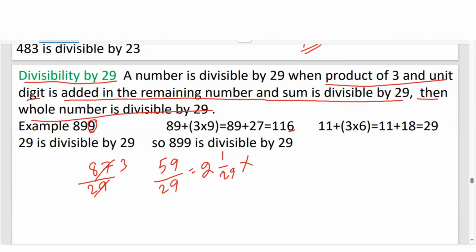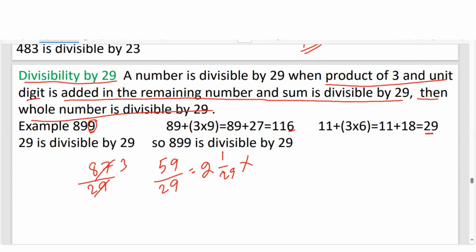If the number is large, repeat the same thing. Again, the unit digit is 6. So 3 into 6 is 18. The remaining number is 11. So 11 plus 18 is 29. Yes, 29 is divisible by 29. So our correct answer: 899 is divisible by 29. Any number that is given, we can check very easily.